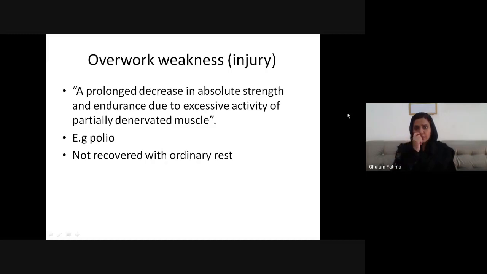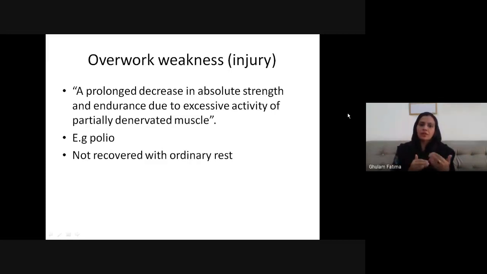Okay, so now we come to a term that is overwork weakness, which is a phenomenon usually observed in neurological patients. A prolonged decrease in absolute strength and endurance due to excessive activity of partially denervated muscles, for example in polio patients. Here you have the problem that if the patient comes to you and you make him exercise or do some physical activity, the patient will be able to perform that activity at that time.